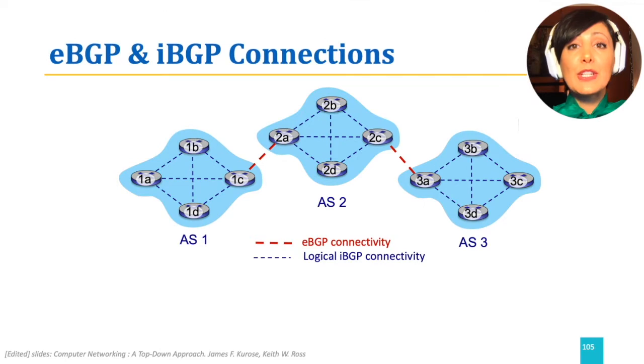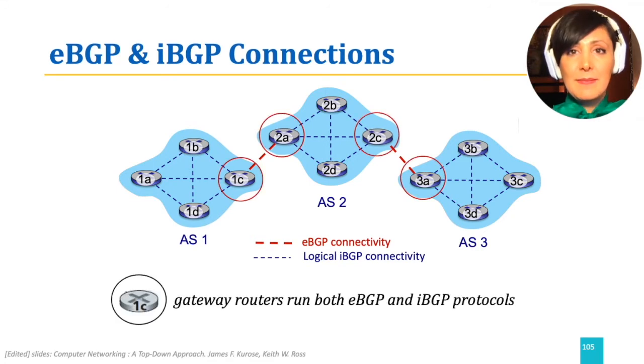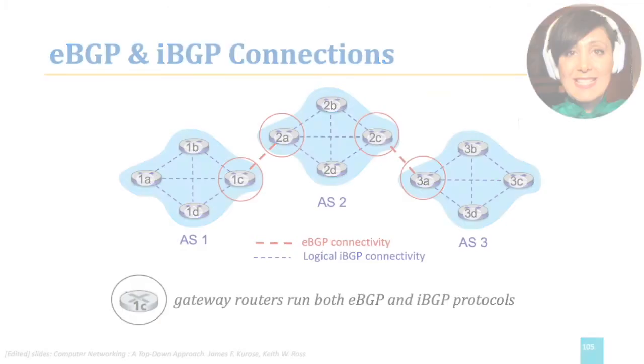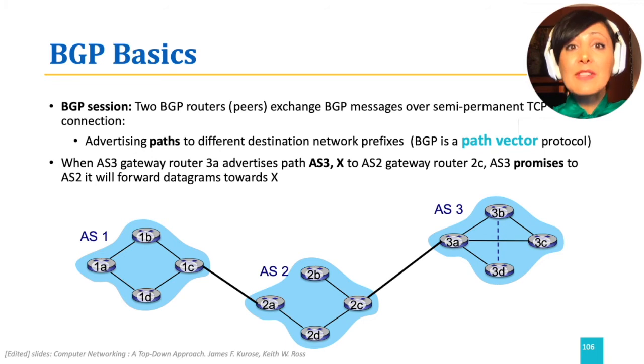BGP runs over TCP. The routers within each AS have logical iBGP connections. Note that in iBGP, these are TCP connections and might not correspond to physical links. The gateway routers run both eBGP and iBGP. They have eBGP connections with the gateway routers from other ASs, and iBGP connections with routers within their own AS. Two BGP routers that have TCP connections are called peers.